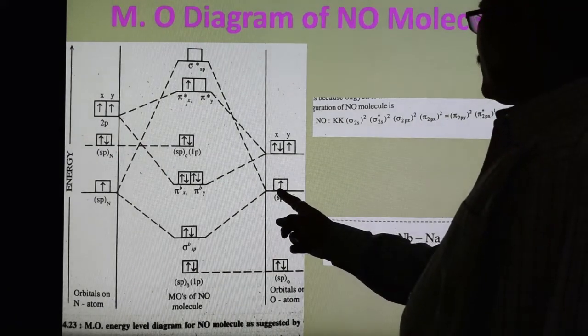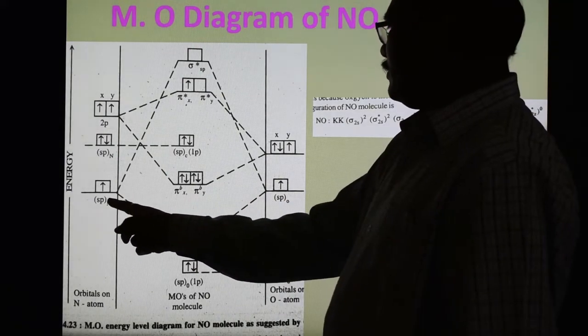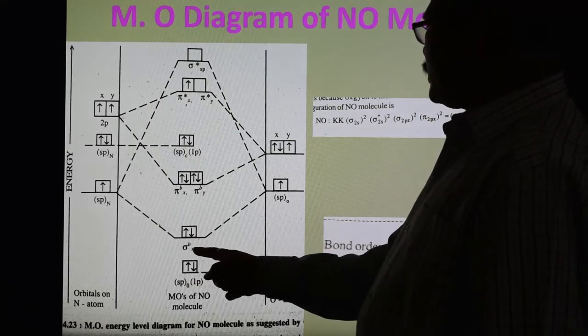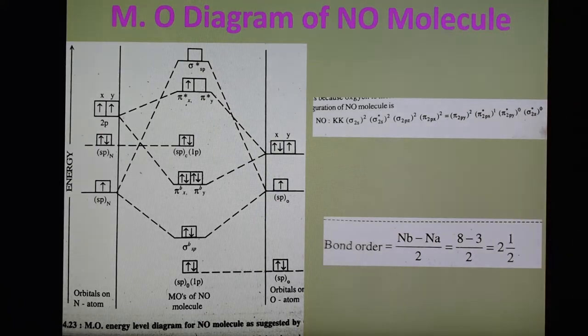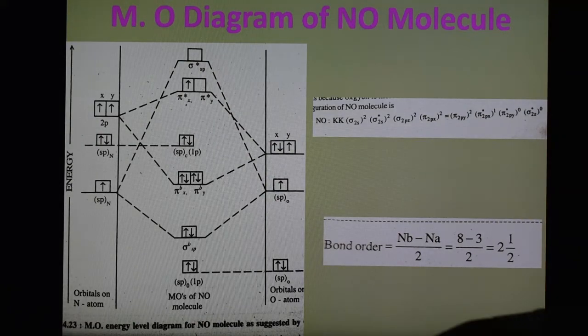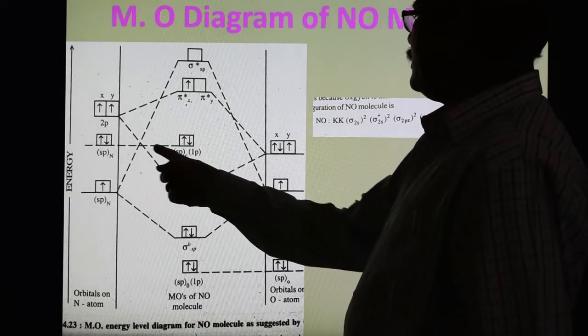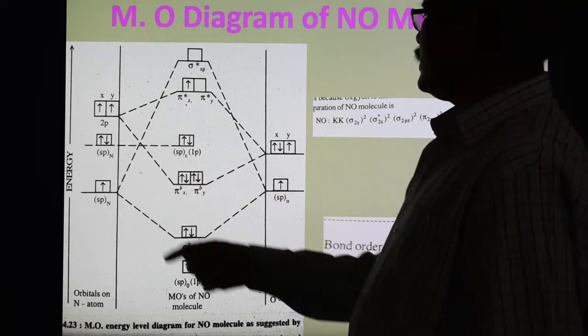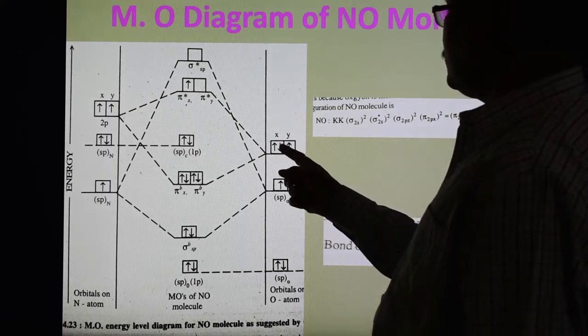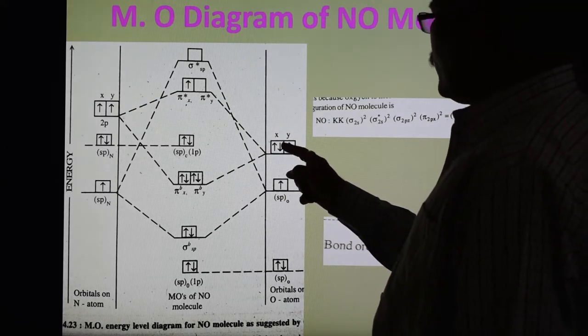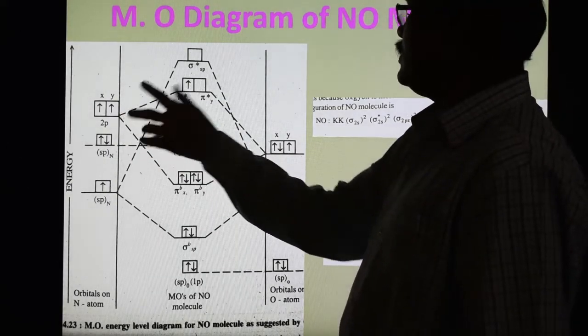After that, the singly occupied sp(o) and sp(n) overlap, forming a sigma sp bonding molecular orbital and a sigma star sp antibonding molecular orbital. And the next one is the lone pair sp(n), which is present on the nitrogen. Now the 2px and 2py of both the nitrogen and oxygen atoms overlap. Total 3 electrons are here and 2 are here, 5 electrons.